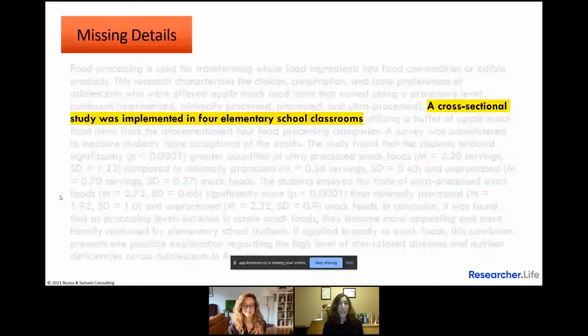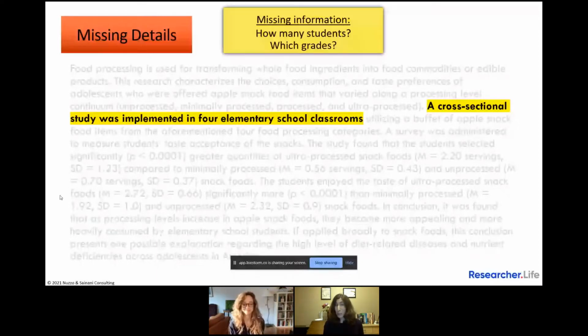All right. So besides passive voice, another little tip when you're cleaning up your scientific writing is to make sure you have all the details that you need. Don't be too vague. For example, I thought this abstract was missing quite a few details. I had to go skim the paper for some key details. They say, describing the study, a cross-sectional study was implemented in 4 elementary school classrooms, but they never told us which grades. And I think that matters here because elementary school is kindergarten to 5th grade, and I'm going to feel differently about the study if it's 5th graders versus kindergartners. And then they never told us how many students.